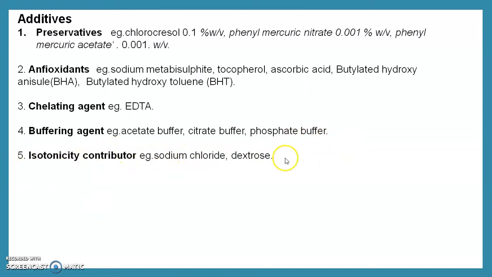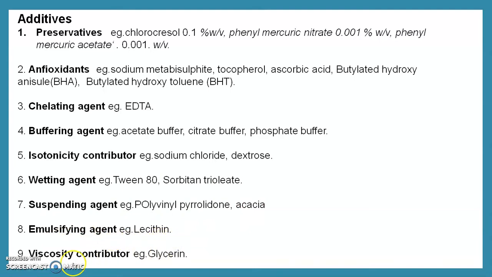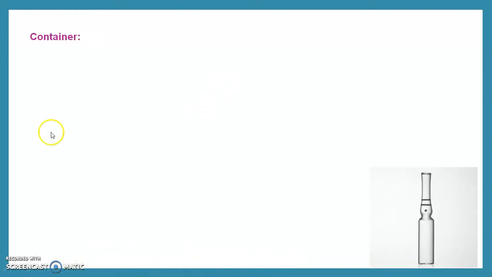Isotonicity contributors are sodium chloride and dextrose. Wetting agents are Tween 80, sorbitan trioleate. Suspending agents are polyvinylpyrrolidone, acacia. Emulsifying agent is lecithin. Viscosity contributor in a parenteral preparation is glycerine. Then we see the containers required for the parenterals.